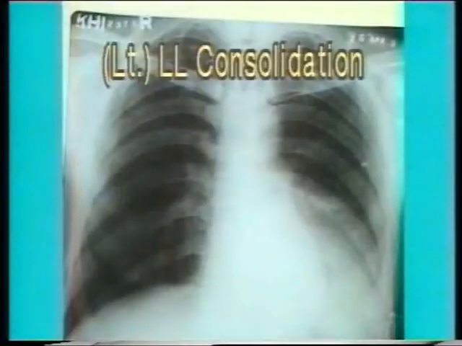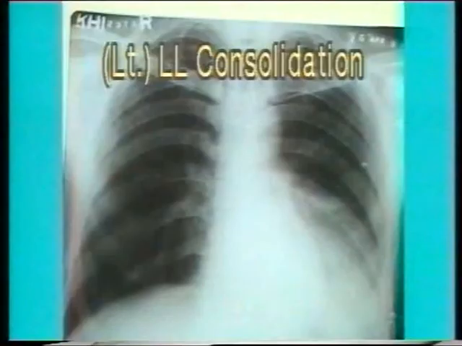This is an X-ray of the left lower lobe consolidation. Note the uniform opacity of the left lower zone. The heart border is seen. It does not silhouette with the opacity, indicating that the consolidation is in the right lower lobe. There is no displacement of the mediastinum, so this is a consolidation of the right lower lobe due to lobar pneumonia.